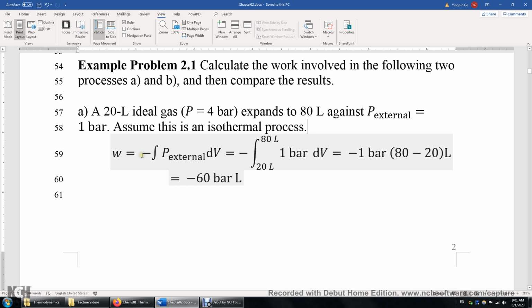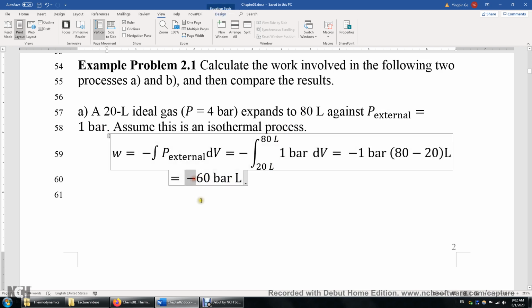So work is equal to negative P external dV. And then we put in this external pressure is 1 bar, constant. And we integrate this dV. And volume changes from 80 liters to how many liters? Well, it's an isothermal process, so the product of PV remains constant. Why? PV equals nRT. Temperature is constant, so PV is constant. The initial PV is 80 bar liters. Therefore, the final PV is also 80 bar liters. So it confirms. Now it's going to be from 20 liters to 80 liters. So the amount of work is negative 60 bar liters.